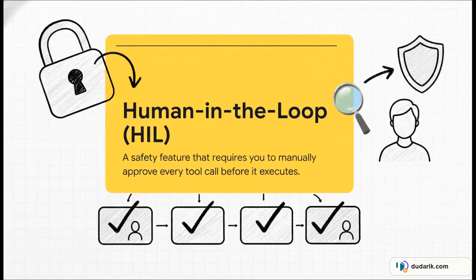Okay, so if you're going to give an AI all this power, you need a safety switch, right? Well, that's exactly what the human-in-the-loop feature is for. When this is on, the model can't do a single thing without your say-so.